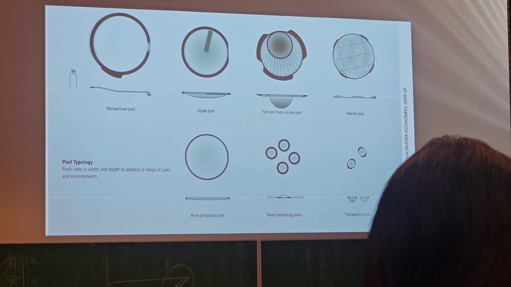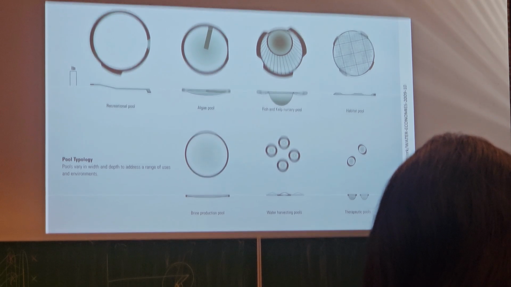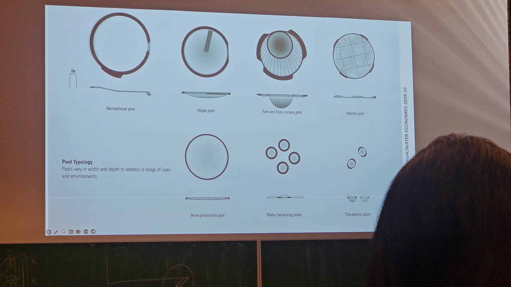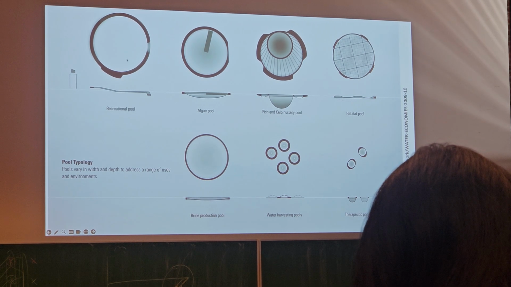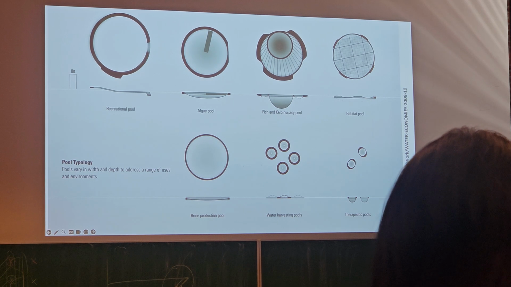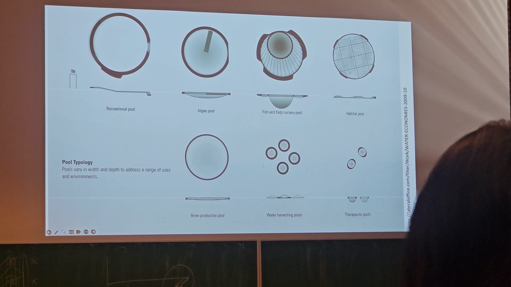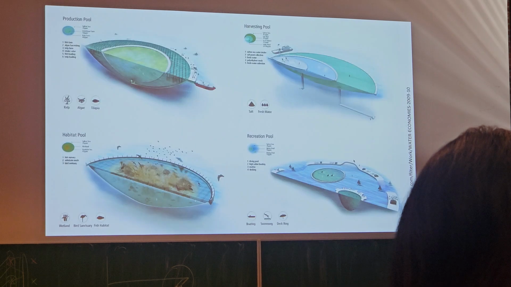So then they make a system of these different petri dishes. So a pool just for recreation, right? For humans for swimming and for hanging around. But then one's for algae, let's say kelp or fish. Different size water harvesting, brine production, for getting salt. And then therapeutic pools, because there's already salt in this, that you can filter.